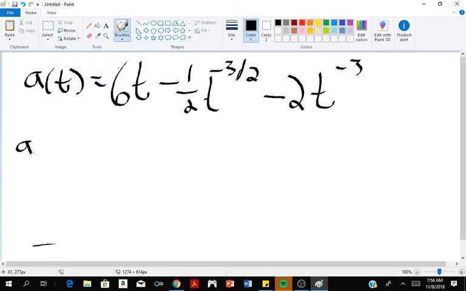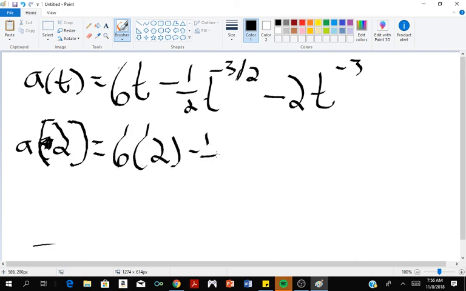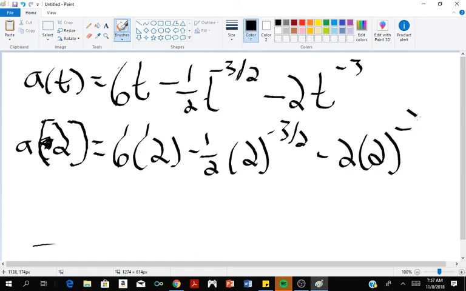So what I'm going to do is I'm just going to plug in 2 for t. So that shouldn't be negative. Ignore that. It's not there. A of 2 equals 6 times 2 minus 1/2 times 2 to the negative 3/2 minus 2 times 2 to the negative 3.